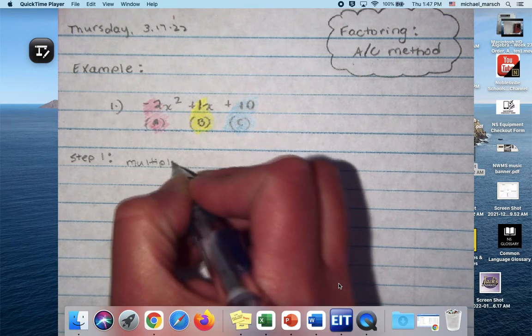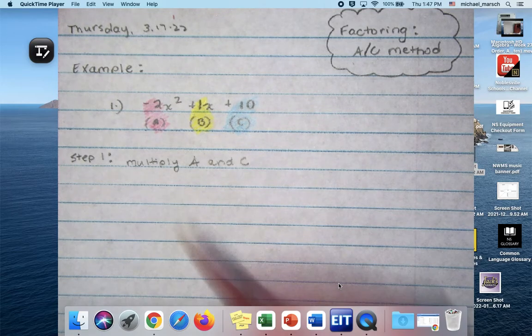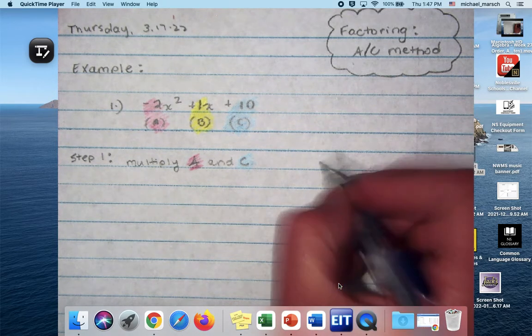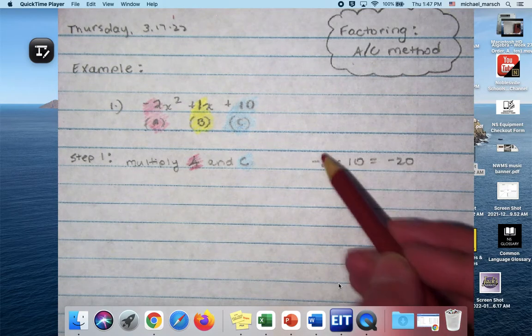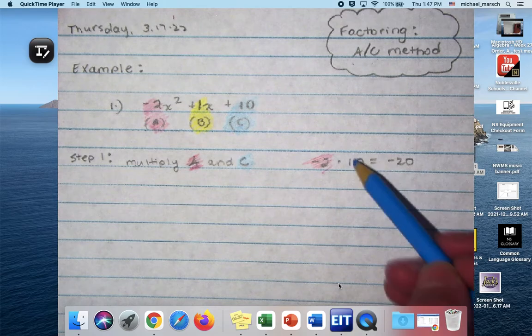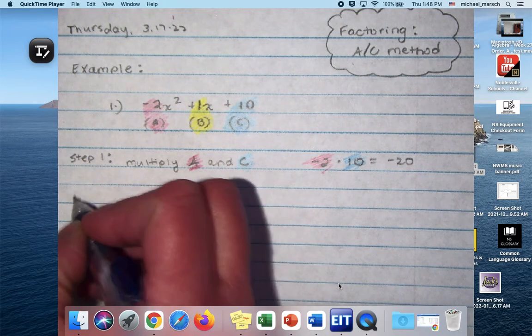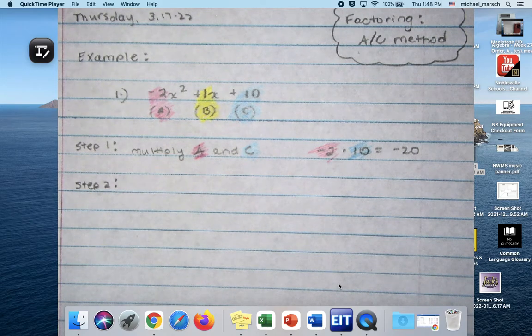I'll just let you know there are 7 steps. It's fine. You're going to be fine. Multiply A and C. So I have the negative 2 times the 10, and I get negative 20. See, that wasn't so bad. That's all of step 1. It's not so bad.